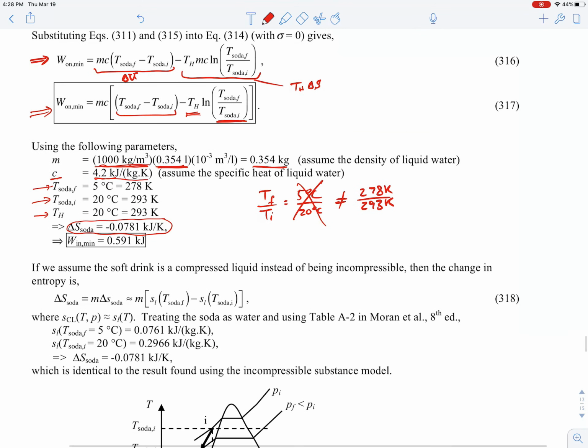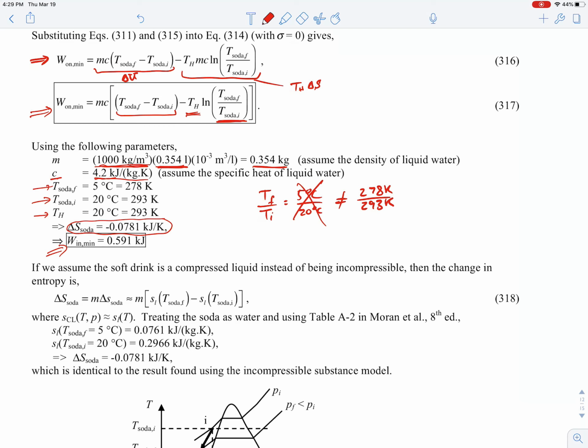Okay, so then anyway, you plug in all the values and you can find that the minimum amount of work is pretty close to 0.6 kilojoules. So that's the minimum amount of work needed to cool down that soda. That's a useful quantity to know because in real life, obviously there are some internal irreversibilities. And so you're never going to get to that 0.591 kilojoules, but it gives you a reference to see how good your real life situation is compared to the ideal situation. So it sets a benchmark that you can compare against, right? So that's convenient information to know.